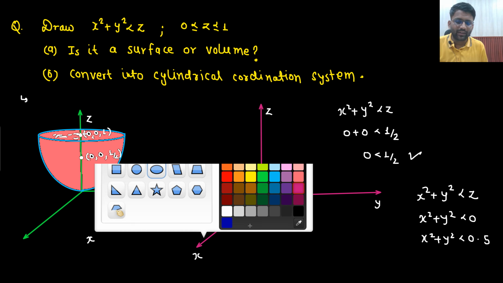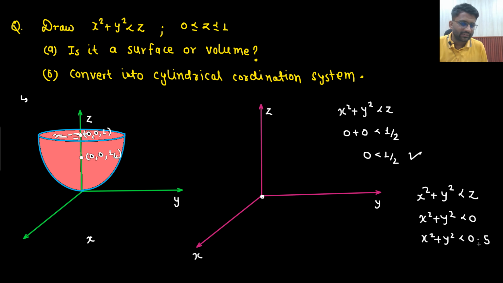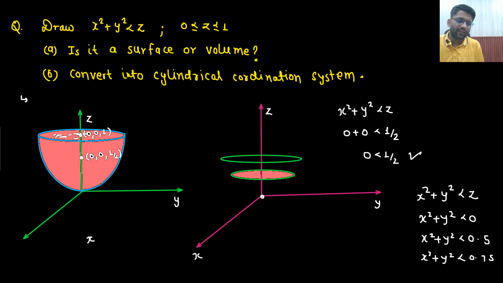Yes, sir. First I need to make a circle of x square plus y square equals 0.5. And less than 0.5, what does that mean? That means everything inside this will come. Let's next take x square plus y square less than 0.75. I need to make a circle of x square plus y square equals 0.75, and then less than 0.75 means everything inside this will be made.